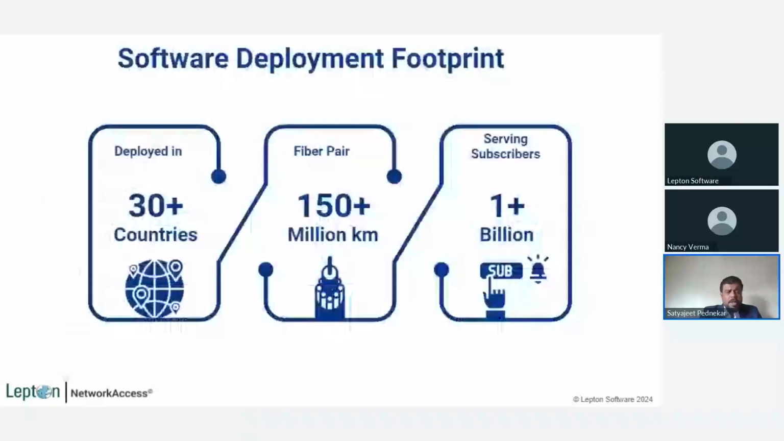This is the software deployment footprint. When I say software deployment footprint, this is majorly for network access. This product is deployed in 30+ countries across the world. In India, we have almost 90% market share. India itself is one big market globally, but apart from India, we are present in the Middle East, Africa, Europe, and even Asia. As this webinar is for the fiber network, if I consider all the deployments across the world, we have mapped almost 150+ million kilometers of fiber in our solution, through which we are serving 1 billion customers.